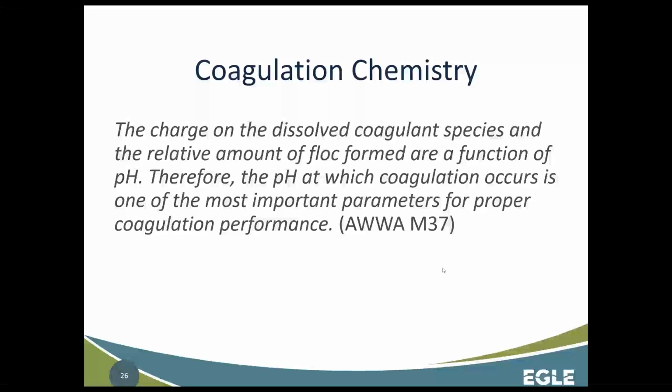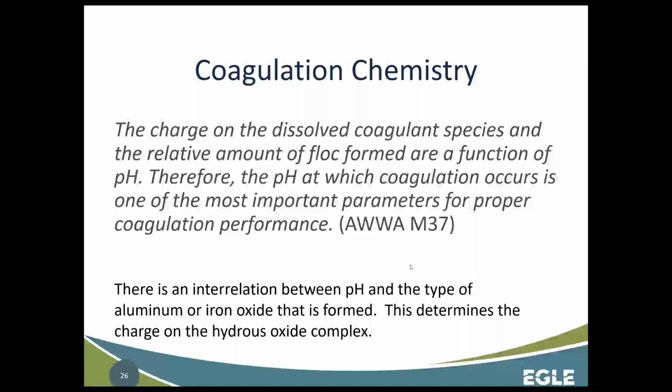And we're going to take a look at some very busy graphs, but we'll try to boil them down a little bit on the next few slides. There is an interrelation between the pH and the type of aluminum or iron oxide that is formed. Depending on what type of oxide is formed will determine the charge on the oxide complex. And basically, all of this goes to say that if you're forming the wrong or not ideal oxides, then they're not going to perform ideally in the subsequent treatment steps.